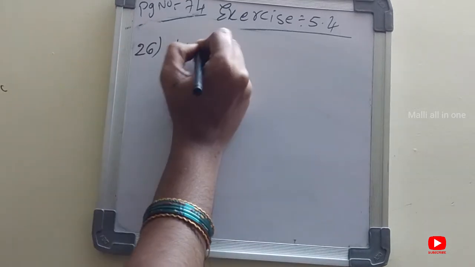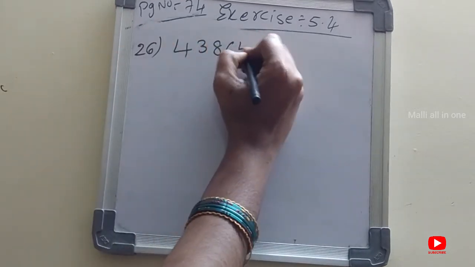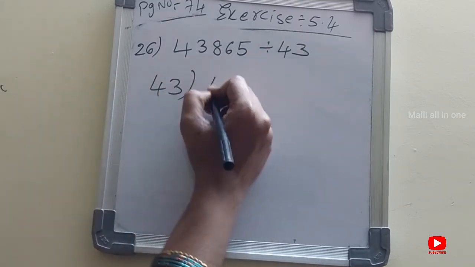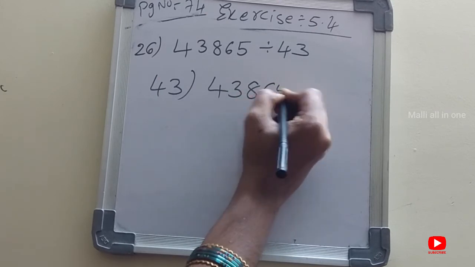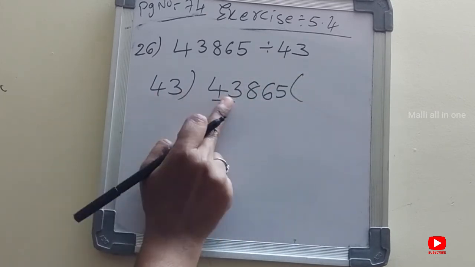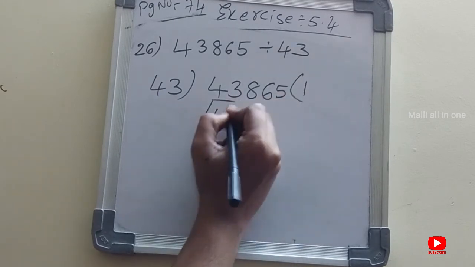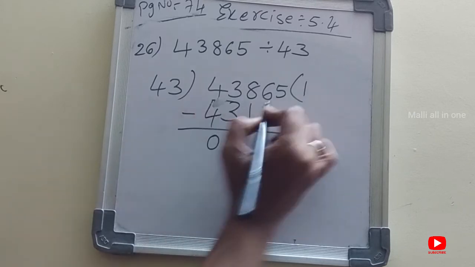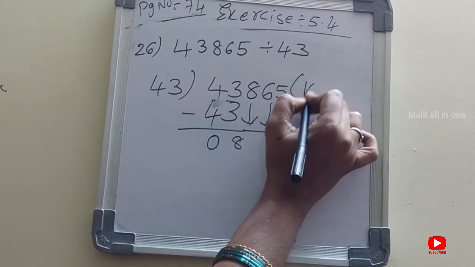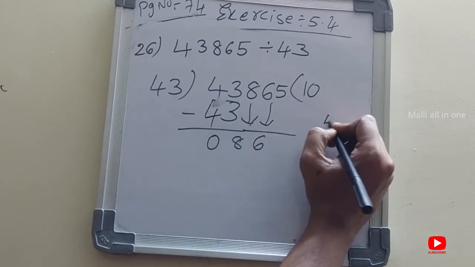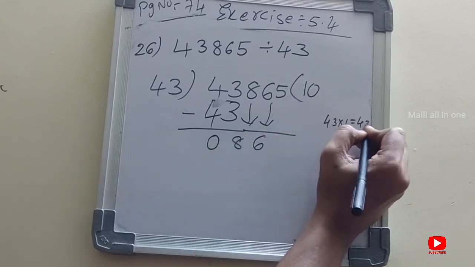26th sum. 43,865 divided by 43. The 43 table we don't know. We have to maintain rough work like this. So 43, here 2 digits are there. 43, 43. So 43 ones are 43. 43 minus 43, 0. 8 will come down. 8 is not possible. Again take one more, 6. Then we have to write 0 here. 86. Now 43 ones are 43.